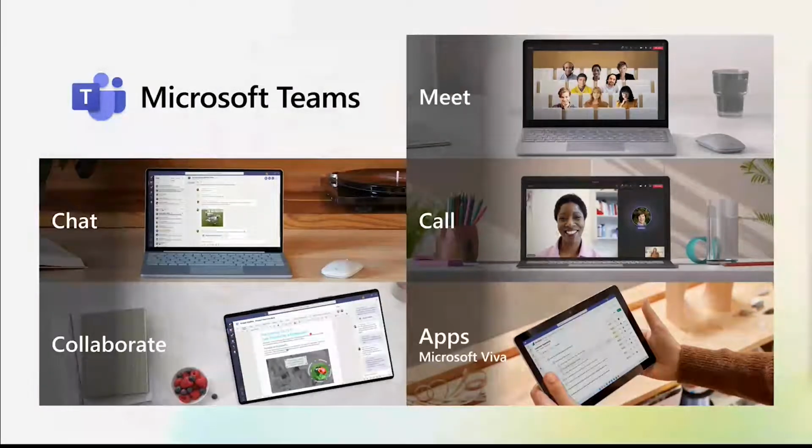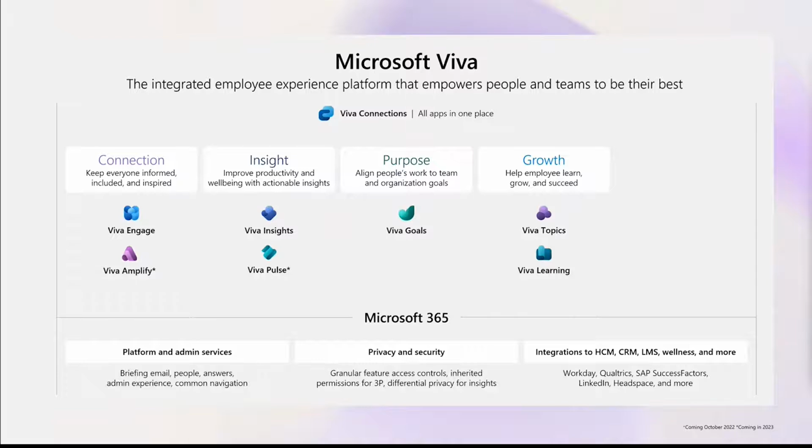So what is Viva actually made up of? Viva is currently made up of 4 areas: connection, insight, purpose, and growth. And those will be the bits that I go through a little bit as we keep looking at that. You'll see under connection, we've got Viva Engage, and we've also got Viva Amplify with a star next to it, because that's coming out in 2023. So that's something we announced new at Ignite last month.